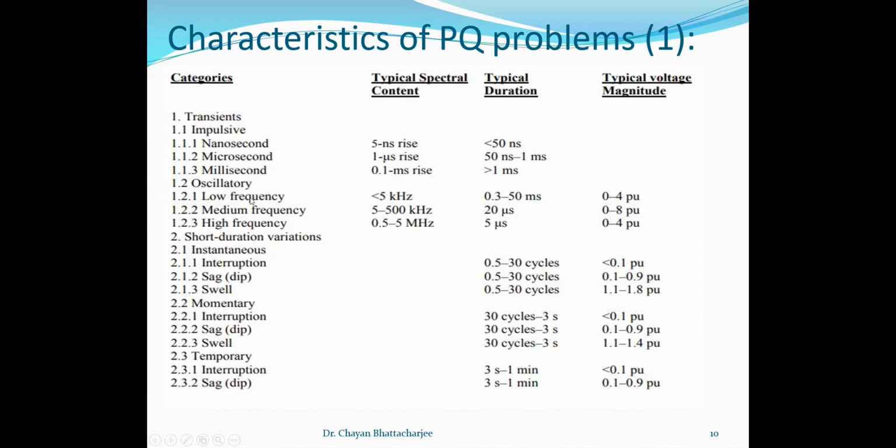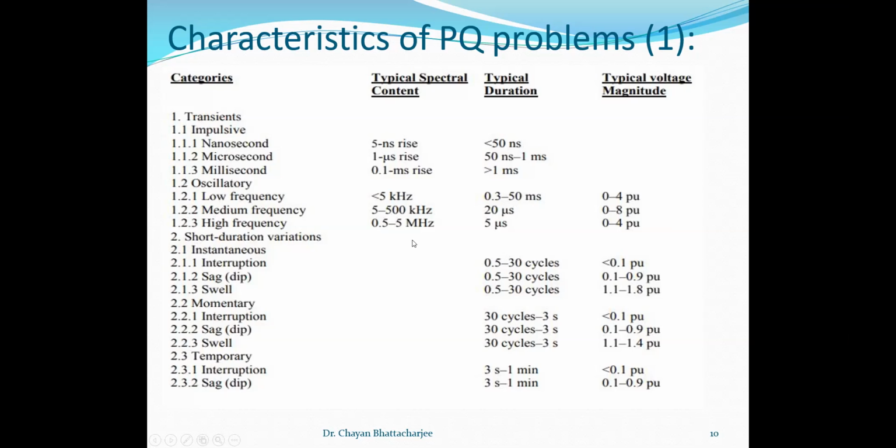Then there is oscillatory. Oscillatory will stay in the system. Oscillatory transients are more damaging to the system because they stay for longer durations. For low frequency, it starts from 0.3 to 50 milliseconds, then 20 microseconds, and for high frequency it is 5 microseconds. These are short durations, but microseconds is greater than nanoseconds. If the duration is lesser and lesser, its frequency range is greater actually. Clear? So high frequency components are injected into the system.